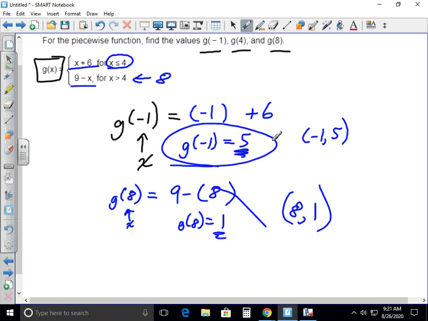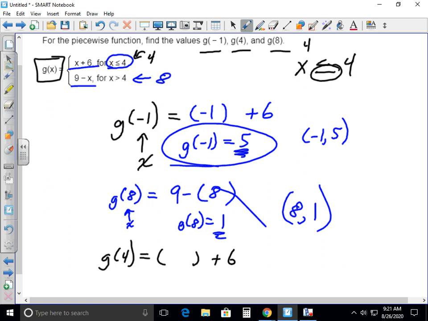Now let's do g of 4. So g of 4, 4 is in this one, because when we look at less than or equal to 4, 4 is equal. So if our x value is equal to 4, it's the top one. So our formula is our x plus 6. So when we do 4 plus 6, we get 10.